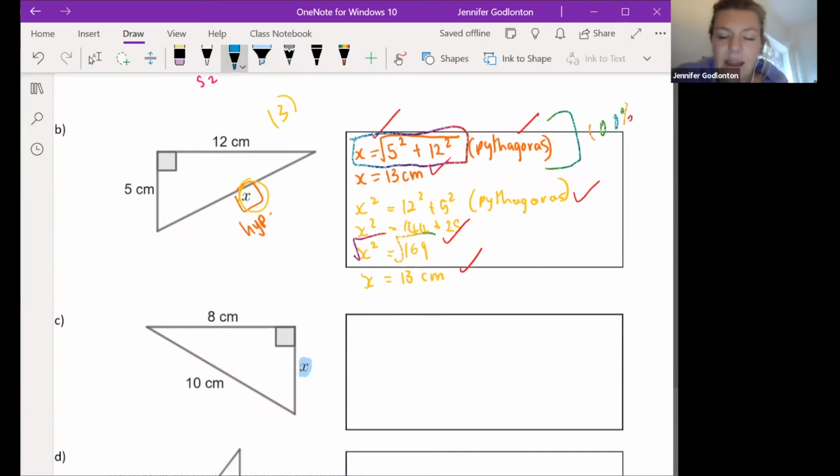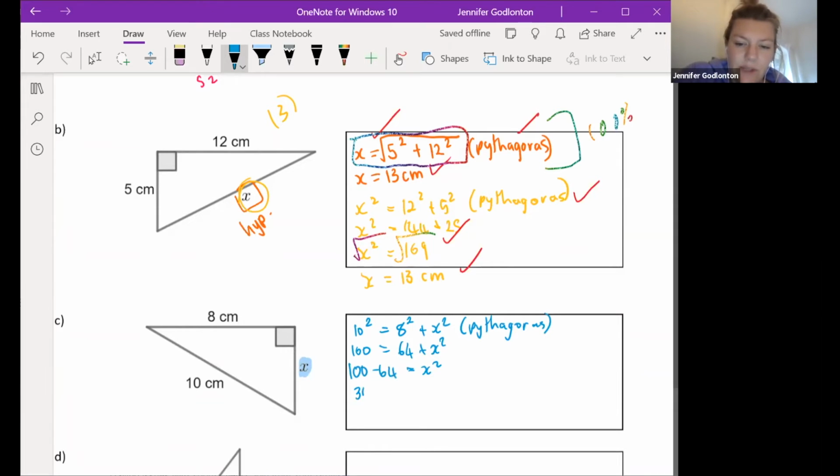So long way, we could say, well, our hypotenuse squared is equal to our one side squared plus our other side squared because of Pythagoras. So that's 100 is equal to 64 plus x squared. So 100 minus 64 is equal to x squared, which means x squared is equal to 36. And so we square root both sides, and x is equal to 6 centimeters.